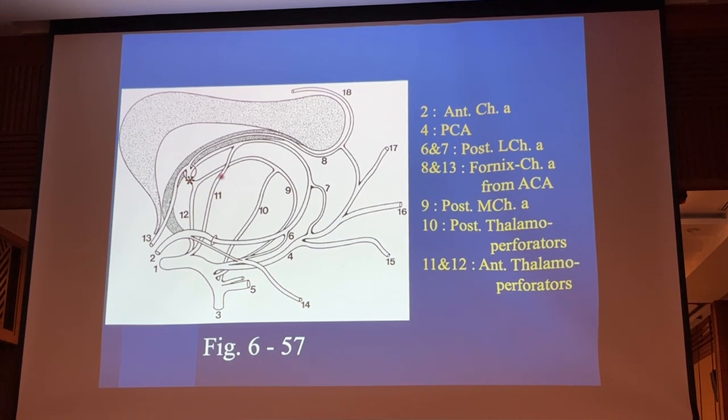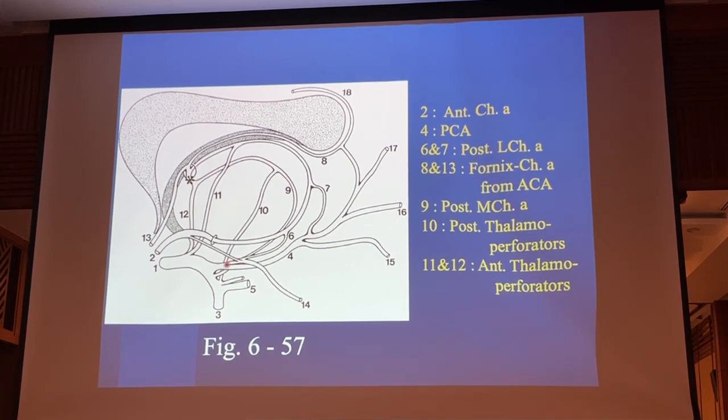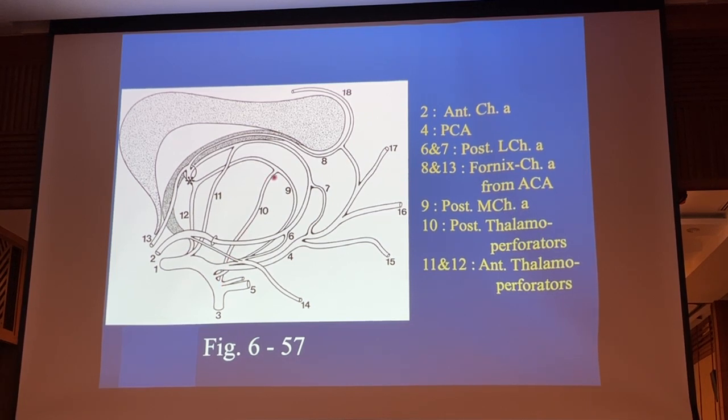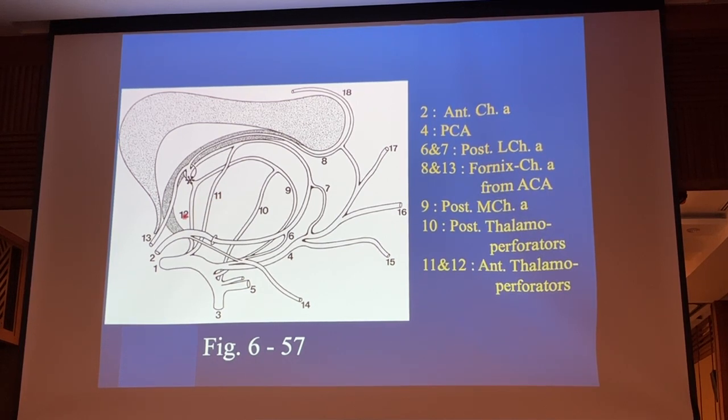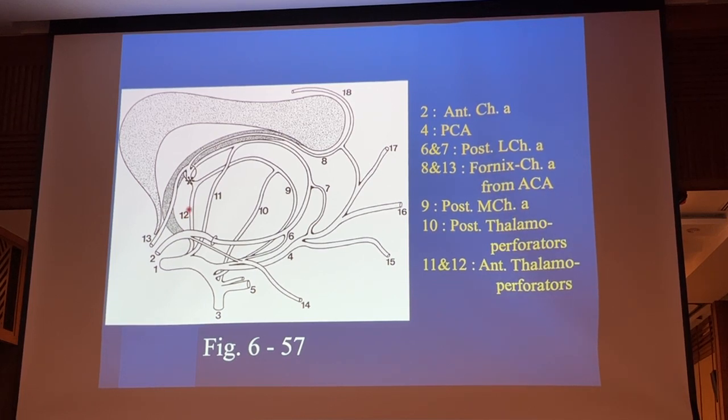Okay, 2. This is the anterior choroidal artery. And as we saw, this is the lateral choroidal artery. This is the medial posterior choroidal artery. This is the posterior group of thalamoperforators, and this, 11 and 12, is the anterior group of thalamoperforators. There's a medial and lateral division.